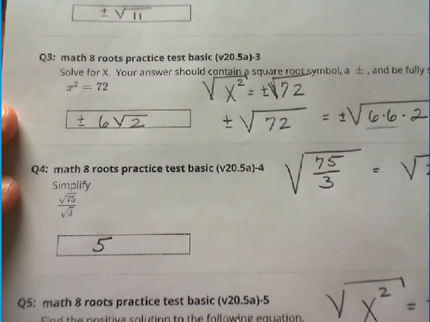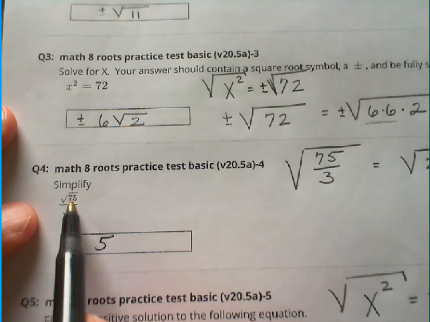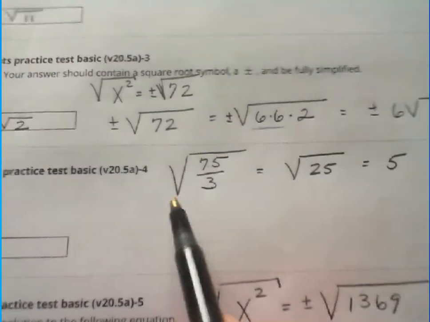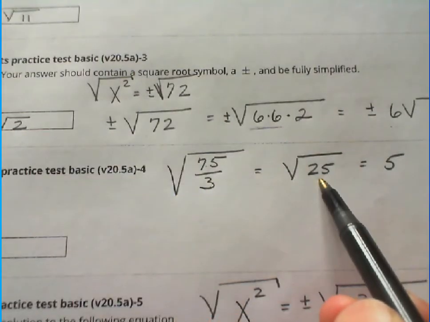We're going to take the square root of a fraction. I can't take the square root of 75 and I can't take the square root of 3, but I can simplify 75 over 3. 75 over 3 is 25. And what's the square root of 25? 5.